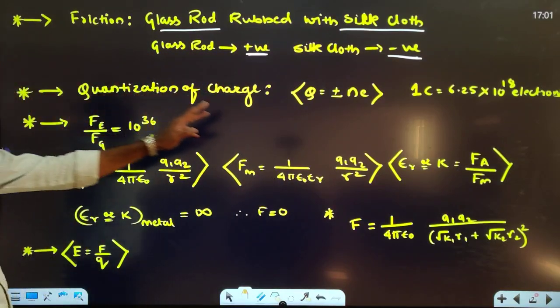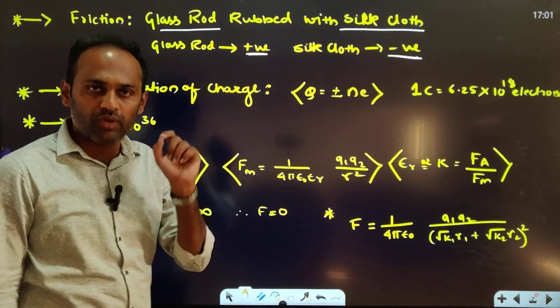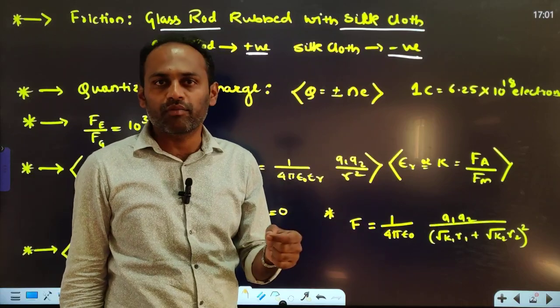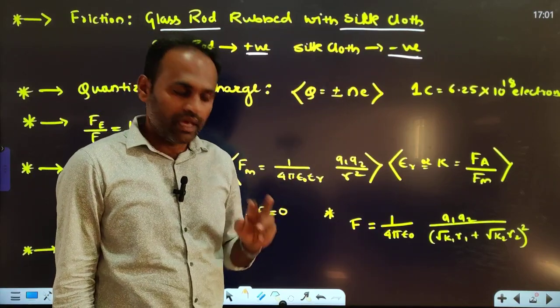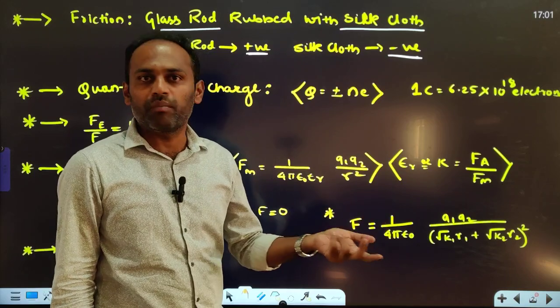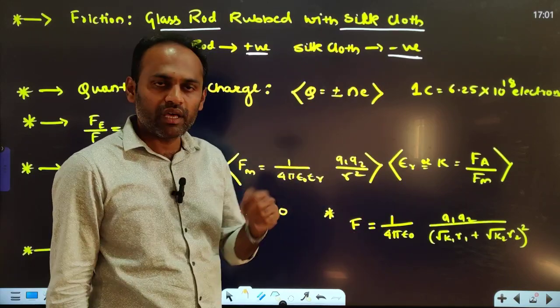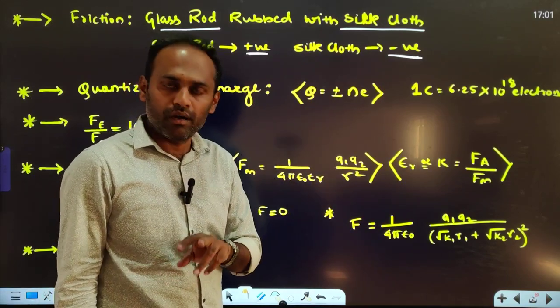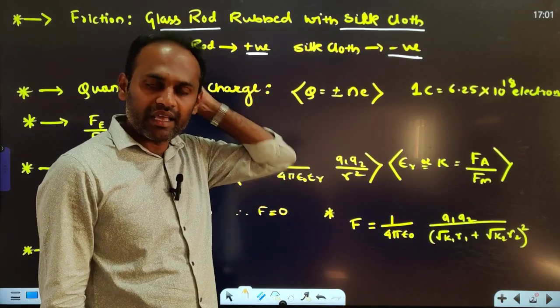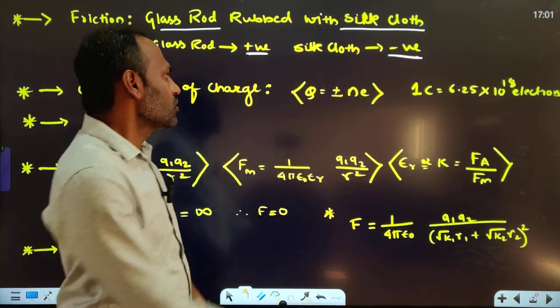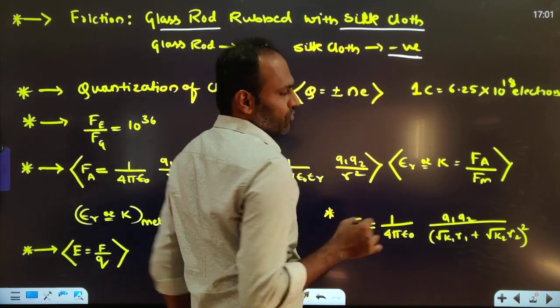After that, the quantization formula. Whenever you are asked to calculate the number of charges, go for this formula: Q is equal to plus or minus n into E. If electrons are given to a body, it will become negatively charged, so take minus n into E. If electrons are removed from a body, then it will become positively charged, take plus n into E. N is the number of electrons, Q is the charge on the body, E is the charge of an electron.